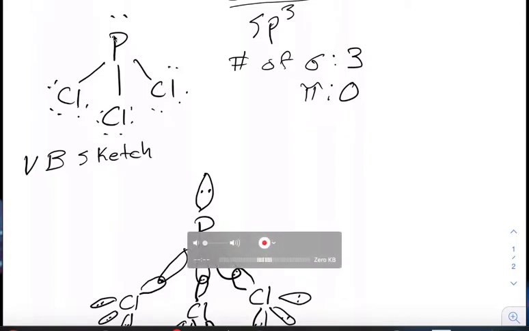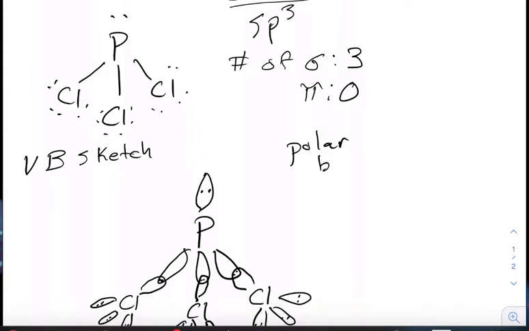In this case, we have phosphorus bound to chlorine. Well, these are different elements. They're not carbon-hydrogen bonds, and so this is going to have polar bonds included. And so it's really just like a yes or no situation. So for the question of polar bonds, the answer would be yes.